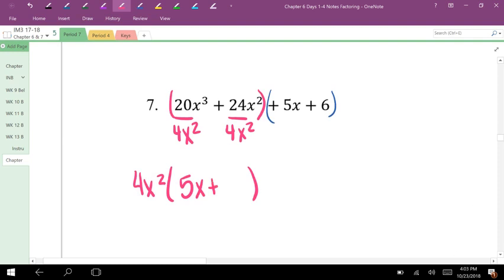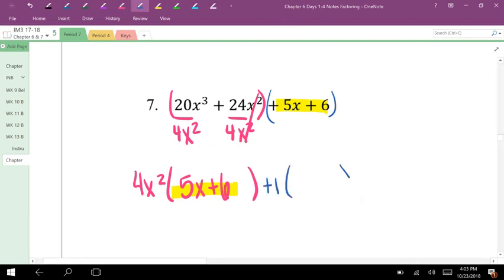Bring down the plus sign. 24 divided by 4 gets me 6. The x squares cancel out. Now look, if you notice, these are the same already. That's good. Then we don't have to do a lot of work here. The only thing that's common in 5x and 6 in our second group in blue is 1. That's the only thing we can factor out.